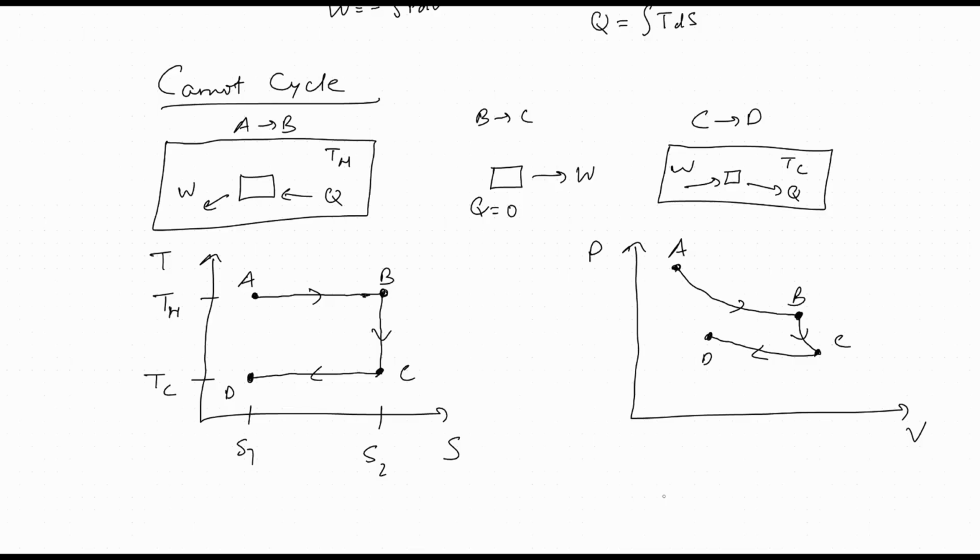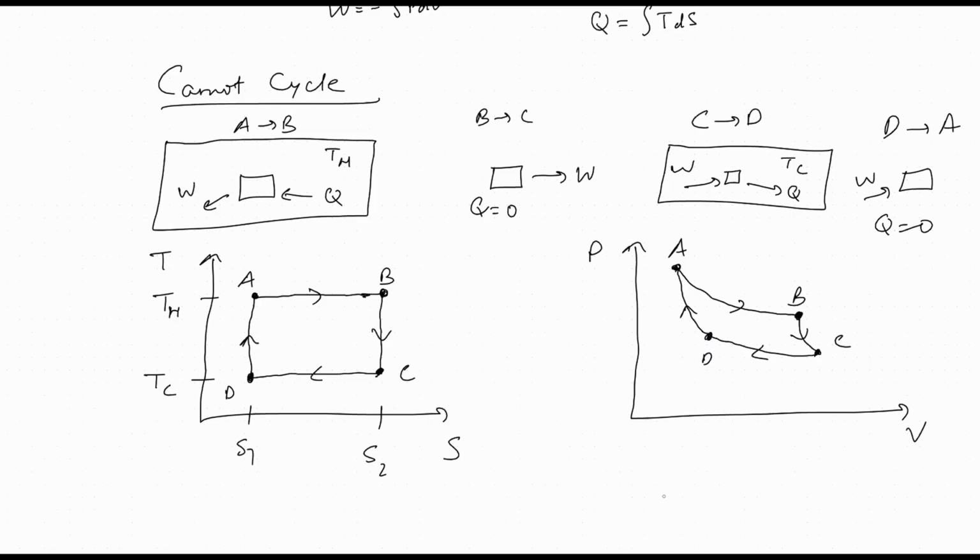And then lastly, going from D to A, we again isolate our system, Q equals 0, but now we're still putting in work. So this will increase temperature back up to TH, and that completes the cycle. So this is the famous Carnot cycle.